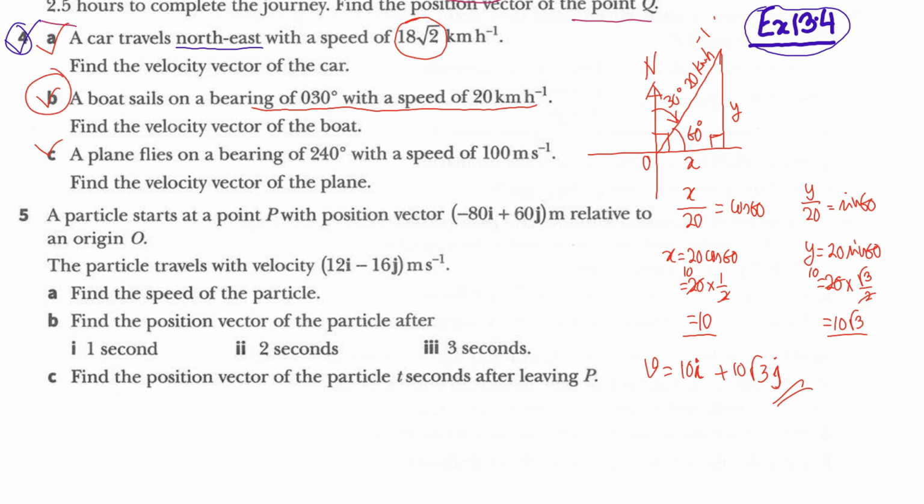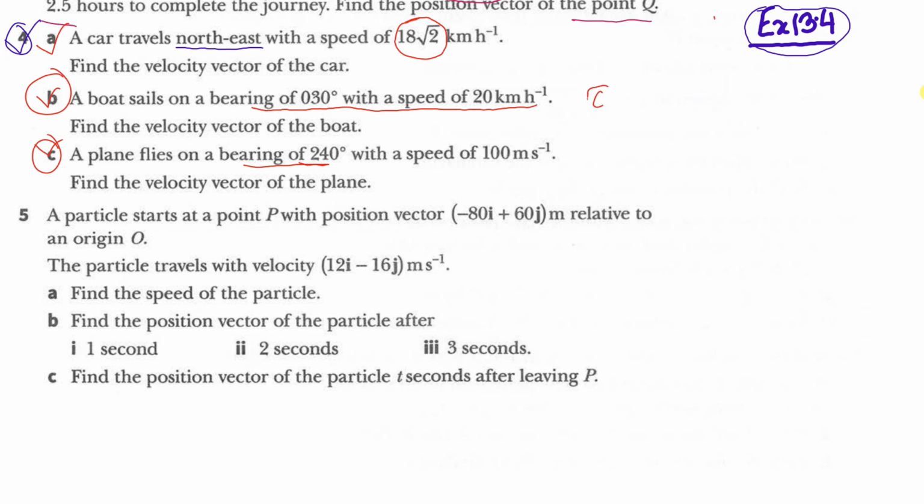Now let's move to question number C. It is written here, a plane flies on a bearing. This is also a bearing question. We have to draw the bearing part first. First, we are going to draw a bearing of 240 degrees.